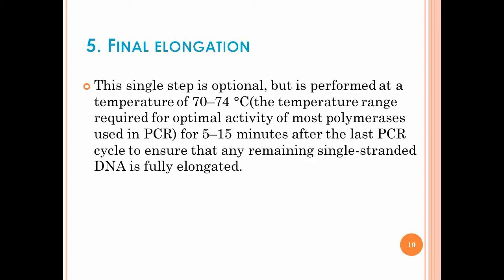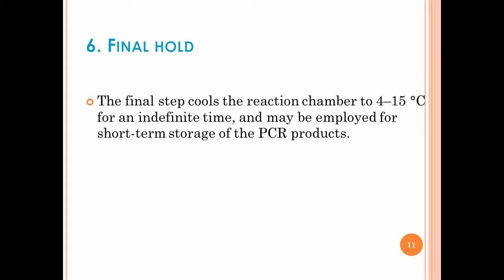Final elongation. This single step is optional, but is performed at a temperature of 70 to 74 degrees Celsius. The temperature range required for optimal activity of most polymerases is used in PCR for 5 to 15 minutes after the last PCR cycle to ensure that any remaining single-stranded DNA is fully elongated. Final hold. The final step cools the reaction chamber to 4 to 15 degrees Celsius for an indefinite time, and may be employed for short-term storage of the PCR products.